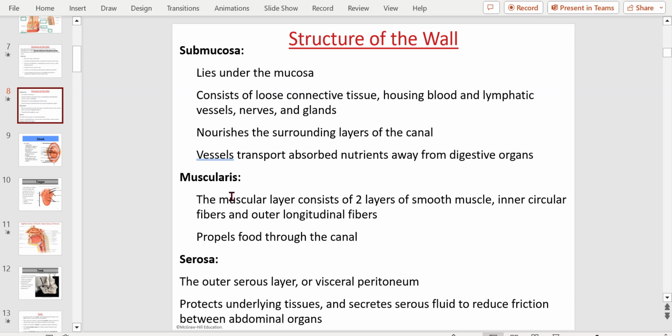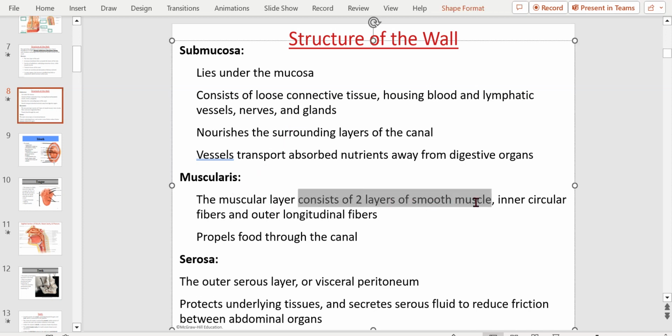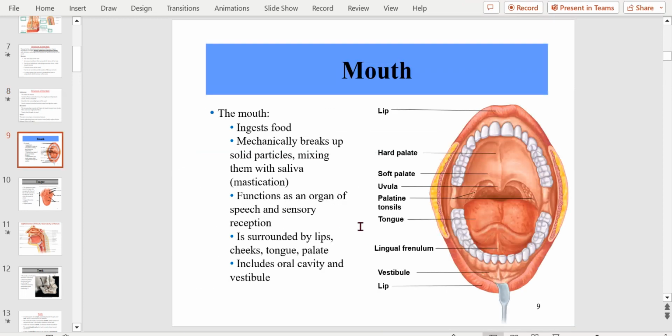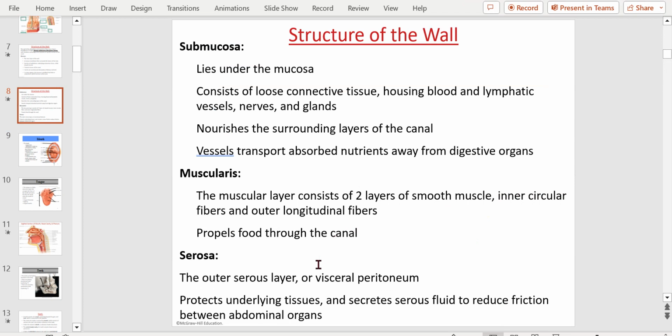Muscularis consists of 2 layers, as the name implies, of smooth muscle: inner circular fibers and outer longitudinal fibers. It propels food through the canal through peristalsis. Serosa, the outer layer or visceral peritoneum, protects underlying tissue and secretes serous fluid to reduce friction between the abdominal organs. All right, so you'll see those 4 layers throughout, so don't be surprised.